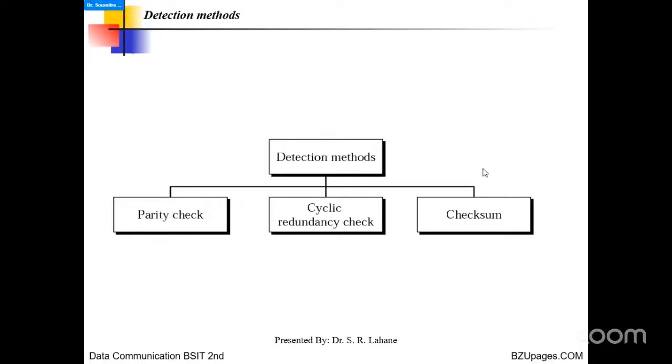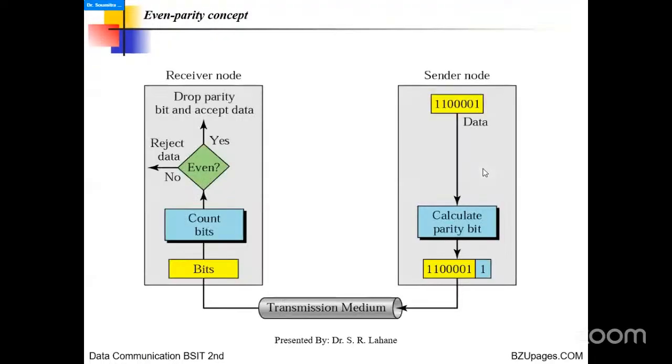One is the parity check, either even parity or odd parity. Second is the cyclic redundancy check, using a CRC generator to generate the CRC at the sender side and perform the binary division, and you will detect the error. Then the checksum is also used for detecting errors.